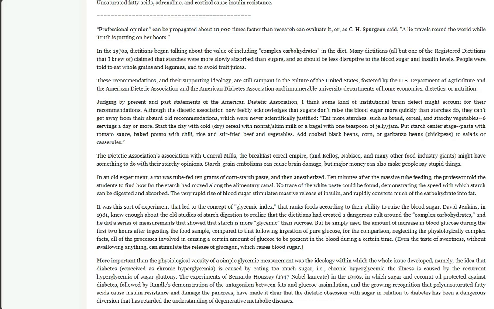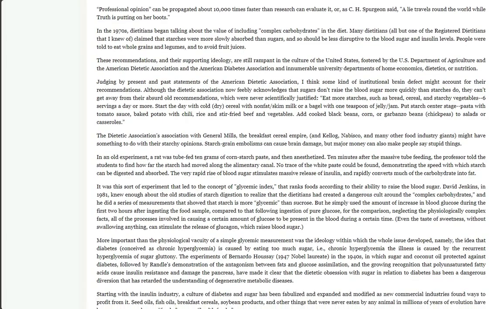So-called professional opinion can be propagated about 10,000 times faster than research can evaluate it. Or, as C.H. Spurgeon said, a lie travels around the world while truth is putting on her boots. In the 1970s, dietitians began talking about the value of including so-called complex carbohydrates in the diet. Many dietitians, all but one of the registered dietitians that I knew of, claimed that starches were more slowly absorbed than sugars, and so should be less disruptive to the blood sugar and insulin levels. People were told to eat whole grains and legumes, and to avoid fruit juices.